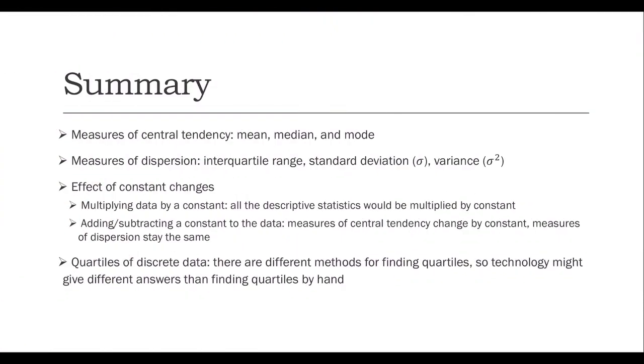So in summary, our measures of central tendency are our mean, median, and mode. Our measures of dispersion are our interquartile range, our standard deviation, and our variance. For the effect of constant changes, when you multiply data by a constant, all the descriptive statistics would be multiplied by that constant. When you add or subtract a constant to the data, the measures of central tendency will change by that constant, and the measures of dispersion will stay the same. And for your quartiles of discrete data, there are many methods for finding your quartiles, so your technology might give different answers than finding the quartiles by hand. But if you have a calculator, you can use your calculator to find those quartiles.